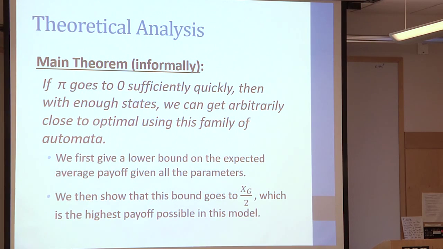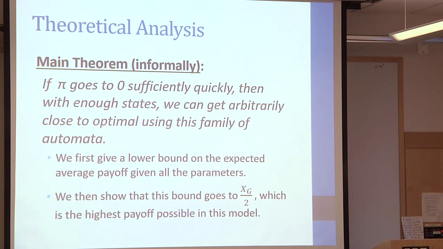Good. So the way to prove that is to argue some stuff about the Markov chain that this automaton actually represents. The automaton together with the nature behavior, you can define a Markov chain on it, and then try and prove some bounds on the limiting probabilities. And we do that and show that this bound goes close to XG over 2.